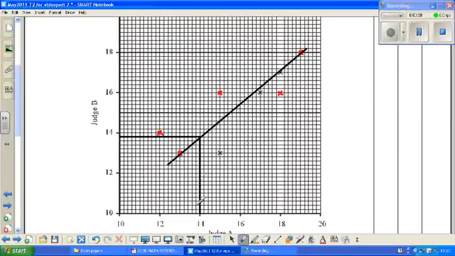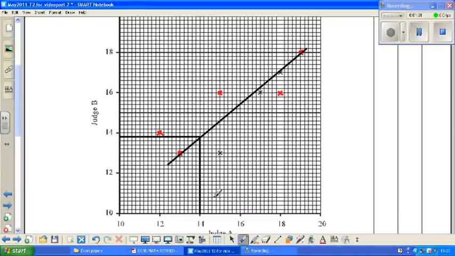Part C then, it said that Judge A had awarded a competitor 14 points, and you had to estimate what Judge B would award for that. So in this case you draw the line from 14 marks for Judge A, draw the line up to your line of best fit, and then across to Judge B, and as you can see that's reading off 13.8, which would be 14 for the nearest whole number mark.